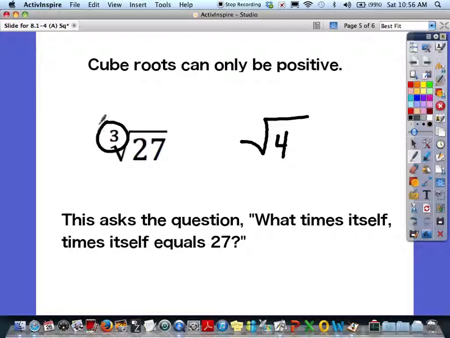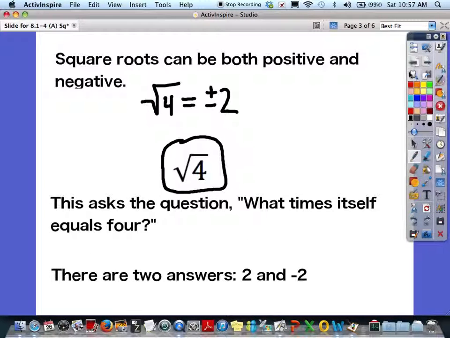This part here is different than this part over here. You see that difference? A cube root, you know it's a cube root because there's a little 3 right there. A square root doesn't have any number there, but if we were to put a number there, it would be a 2. But mathematicians are lazy, and we decided not to write 2's there. So there's a difference. Also, the question's different. The question back here was what times itself equals 4 for a square root.